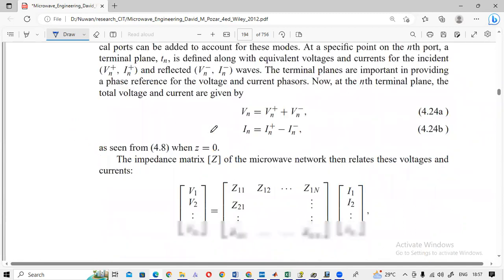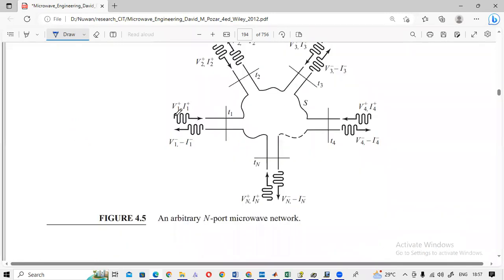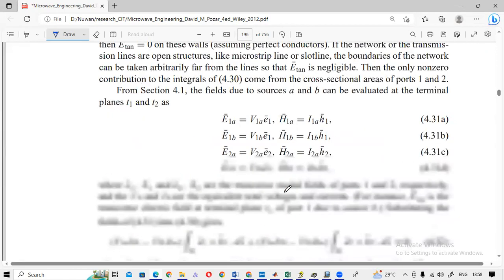There is a diagram, this one. You can see that this is V1, the forward voltage, and this is the backward voltage. Sorry, I have marked it wrongly. This direction inside the port should be plus, and out of the port it should be minus. Output, or out, means that it is reflected, so here I have marked it wrongly.